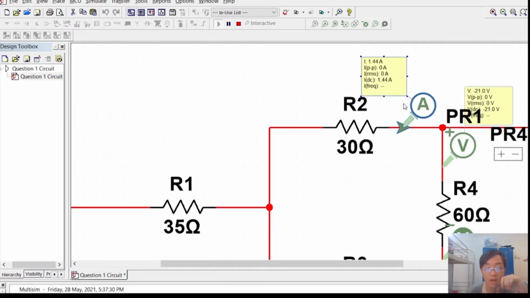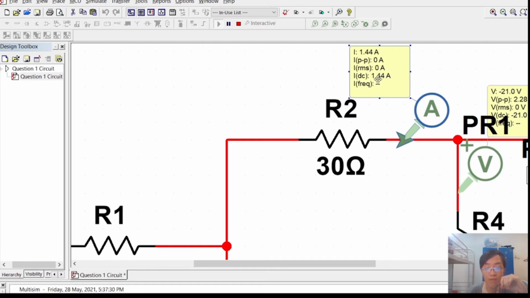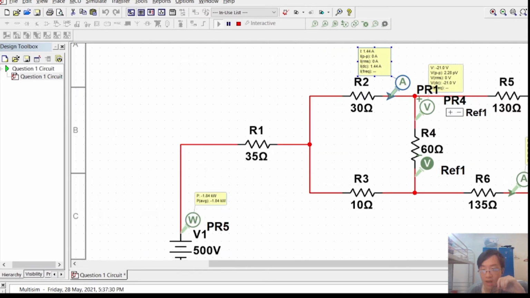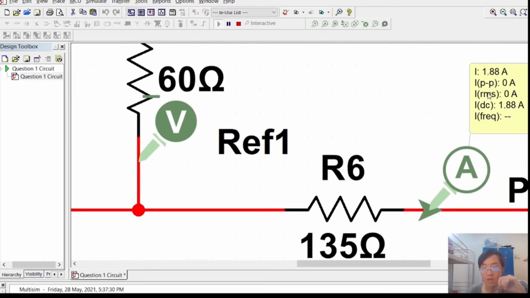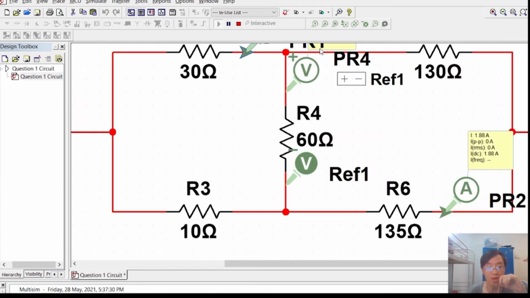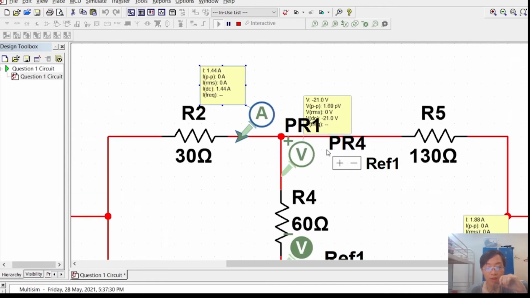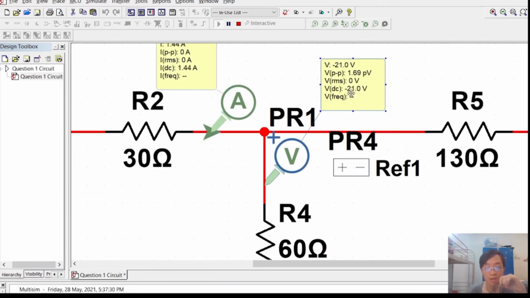Here we can see I1 is 1.44 ampere. This proves that the answer for my solution is correct. For I2, the current is 1.88 ampere. So that also proves my solution is correct. For the potential difference of the resistor here, it is negative 21 volts. So that also proves my solution answer is correct.